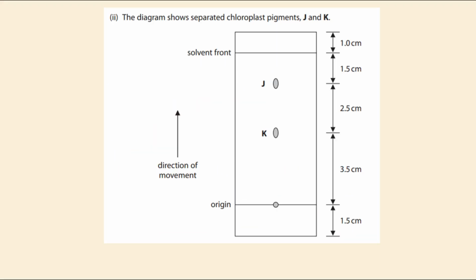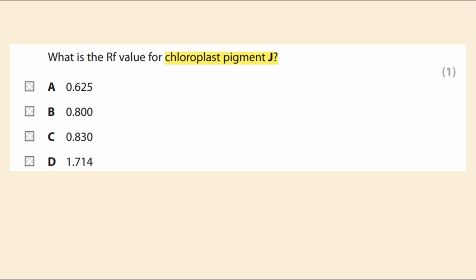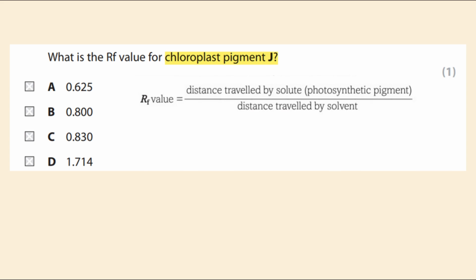So the next question shows a paper after chromatography. You can see the solvent front, the direction of movement, and the spots for pigment J and K. And the question asks, what's the RF value for chloroplast pigment J? As we have learned, we are going to apply the RF value formula. RF is equal to distance traveled by solute over distance traveled by solvent.